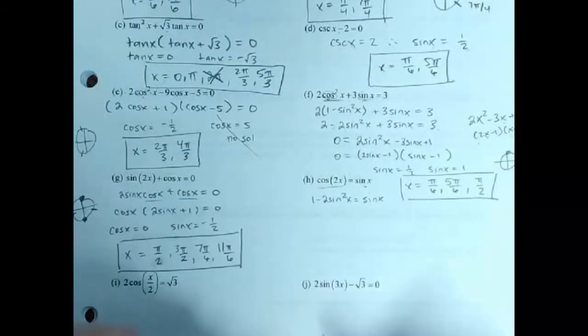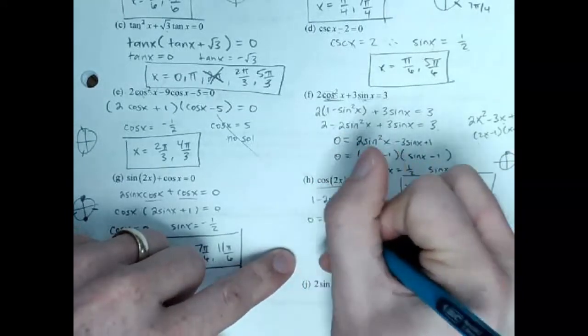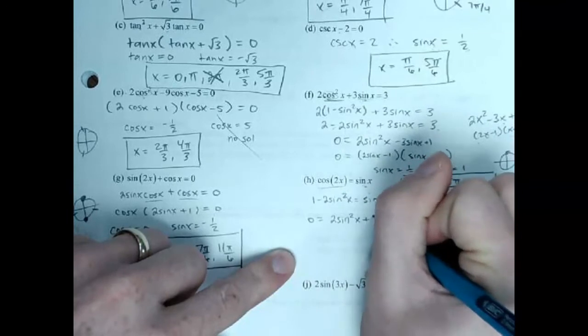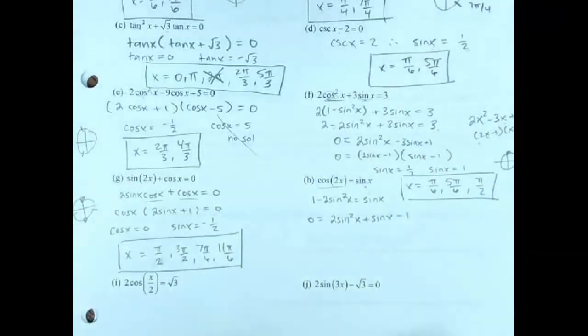And then again, the quadratic piece is negative, so I'm going to move stuff over, add this over, and I have 2 sine squared. That was already there, so plus sine of x, move the 1 over, and then you can factor it, and then it's just like one we did in part E. So factor it, and then you'll be ready to go.